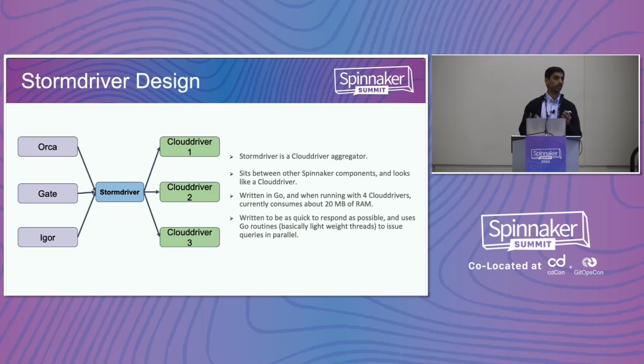We also wanted to keep the footprint really small and get that efficiency, so we wrote it in Go. It basically connects to Clouddrivers and does the scatter-gather. When Orca wants to deploy, it knows which Clouddriver instance to go to. And if someone asks what Clouddriver accounts exist, it can give you accounts from all three of them together. So that's a fairly simple design. It works really well, but by itself it doesn't allow remote deployments and things like that.